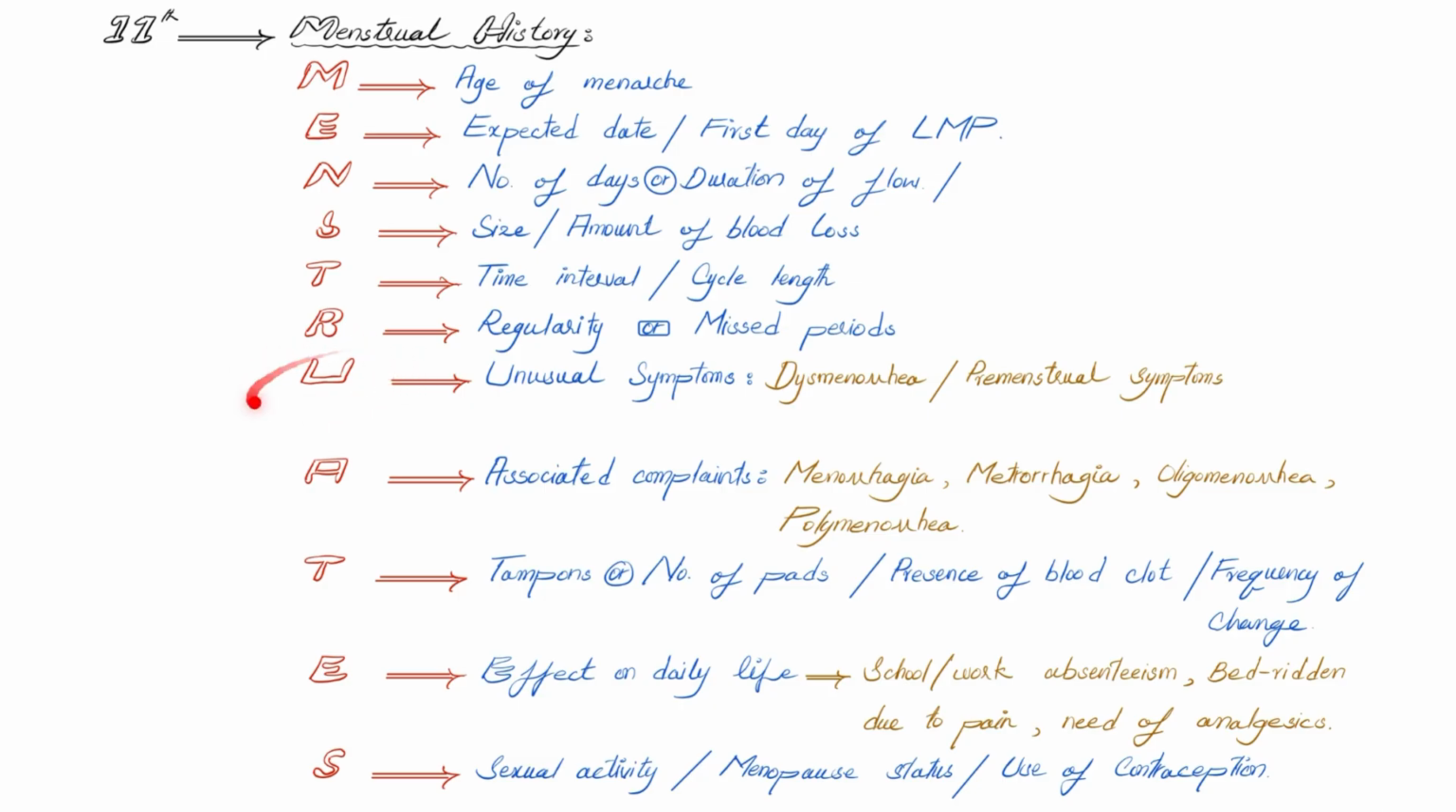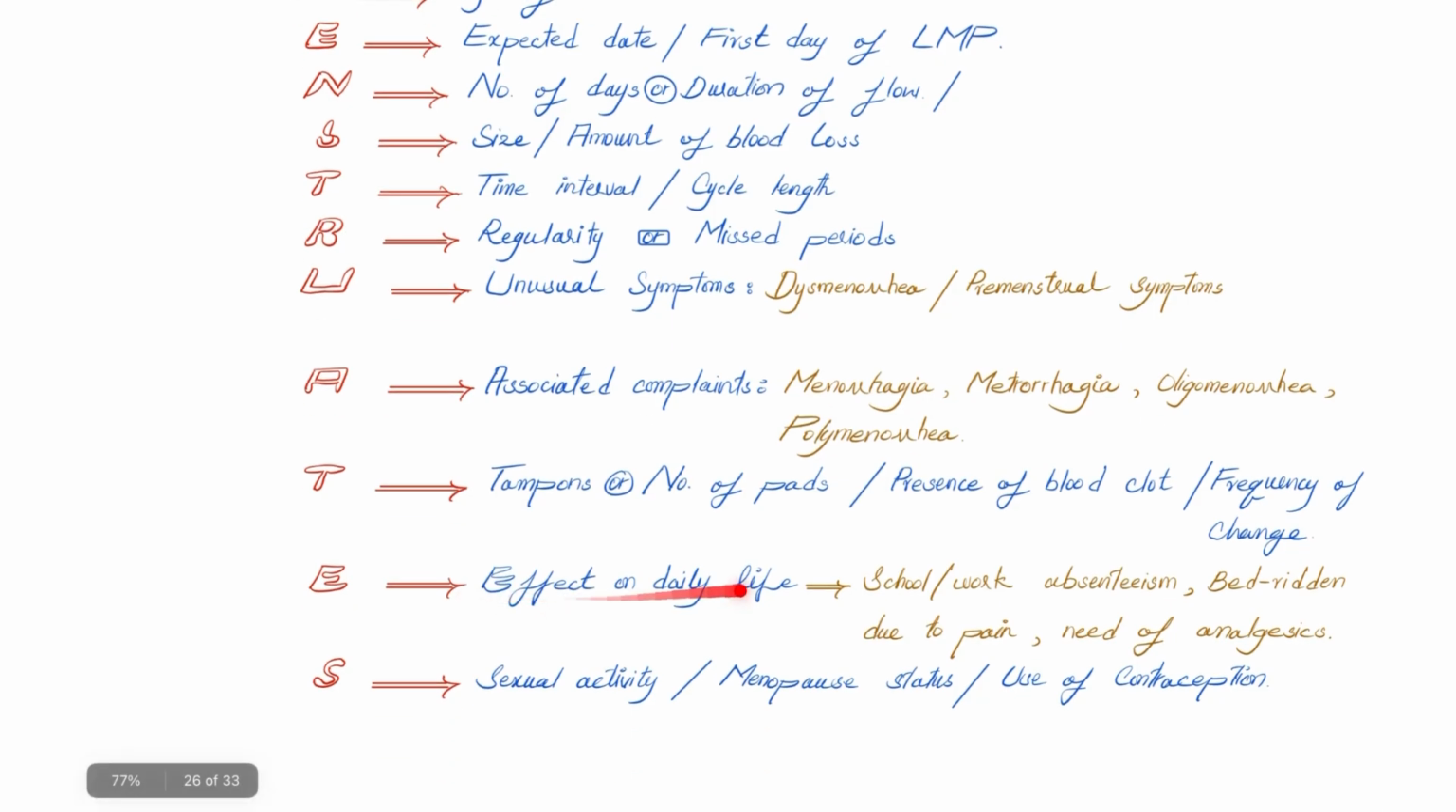And then unusual symptoms like dysmenorrhea, premenstrual dysphoric syndrome. A stands for associated complaints like menorrhagia, metrorrhagia, oligomenorrhea, or polymenorrhea, presence of blood clots, and frequency of change of tampons and pads. E stands for effect on daily life like school and work, absenteeism, bedridden due to pain or dysmenorrhea, and need of analgesics. And S stands for sexual activity, meaning pain during intercourse, menopause status if the female's age is above 45 years, and use of any contraceptive.